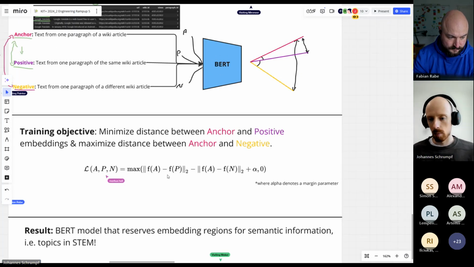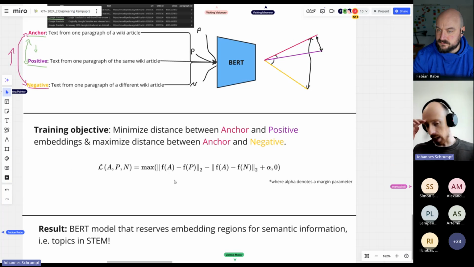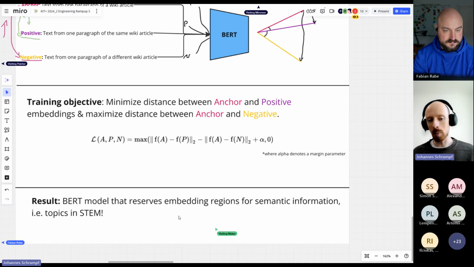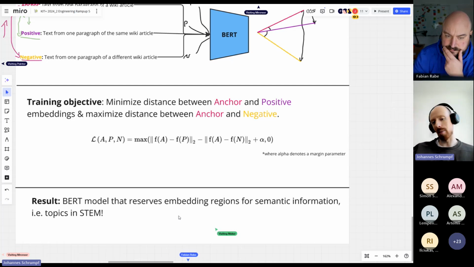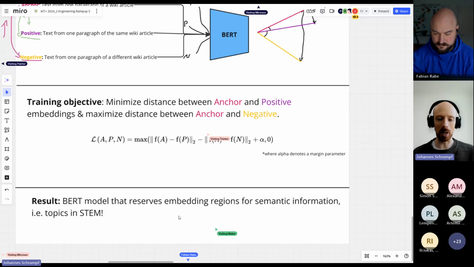Okay. But that's the loss function that we will be using. And I will show you the way I implemented this later on. And hopefully the result will be that after training we get a BERT model that can project certain topics into discrete embedding domains, or regions in its embedding space, to model this relationship between different topics from Wikipedia articles. To, for example, say topics in computer science are related and topics from biology are related, and this is the way they are related to one another.